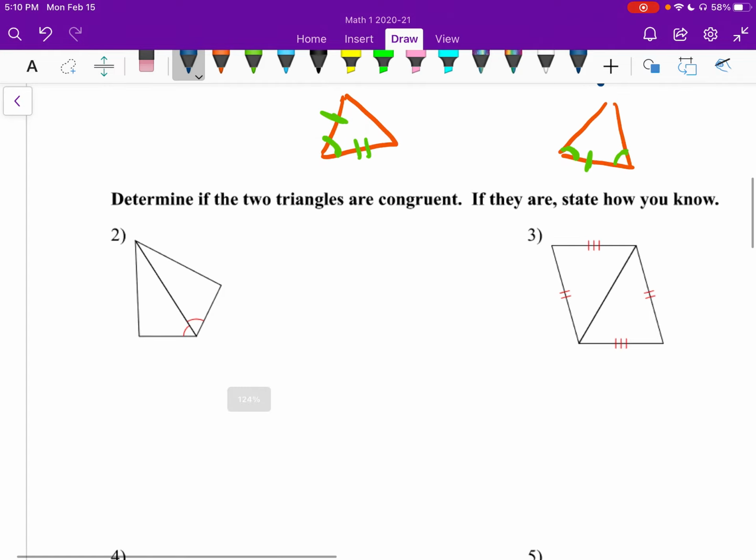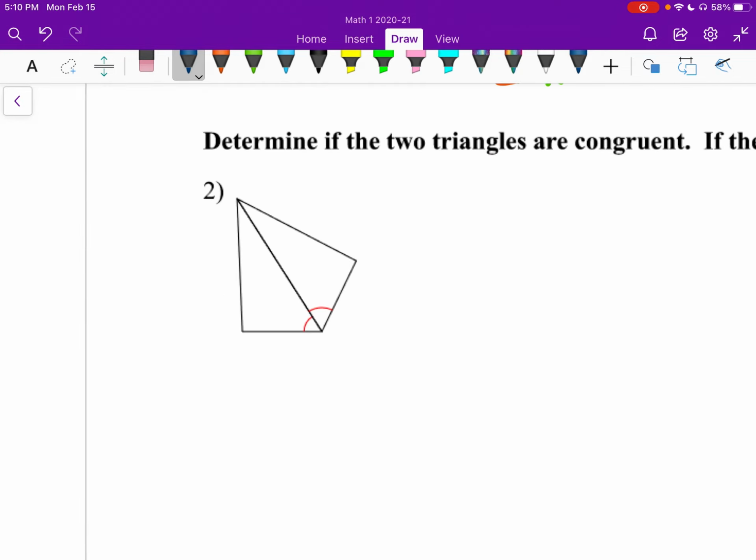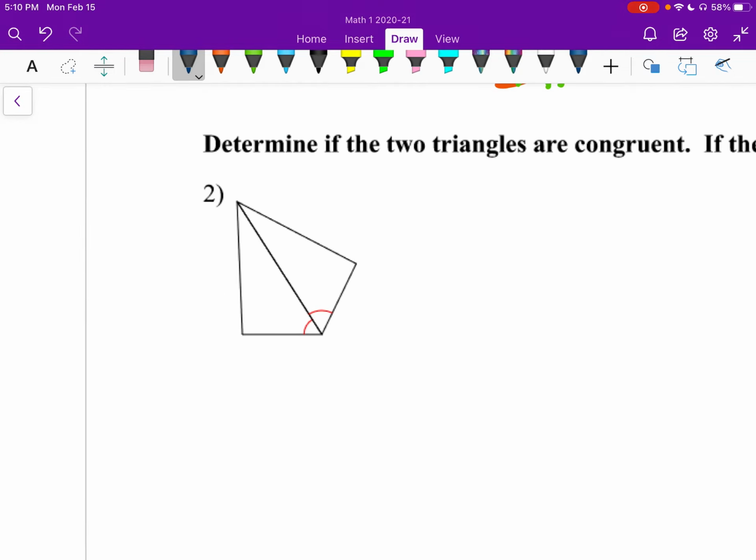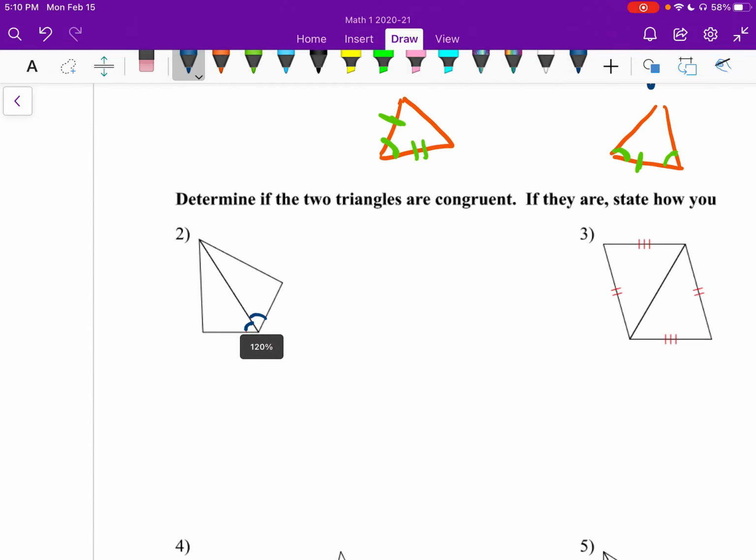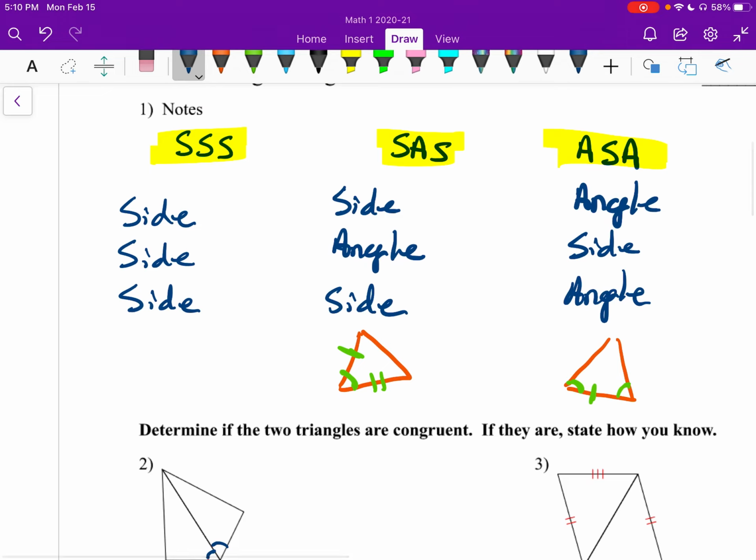All right, let's start off number 2. Well, here we have an angle and another angle. We know those are congruent. We don't know anything about the other two angles that are listed. So because we only know one of the angles, it could be SSS or SAS still. Right, those are the only two with one A in them.